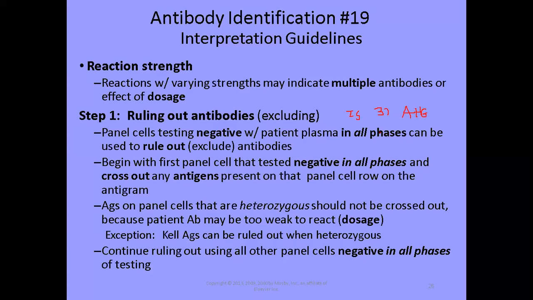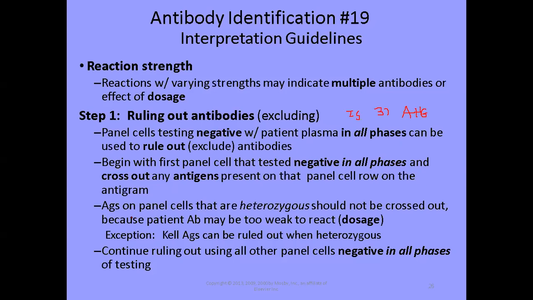And we're going to use those cells to help us rule out or exclude certain antibodies, okay? So we're going to start with the first panel cell that has tested negative in all three phases, and we're going to look at the antigram, and we're going to cross out any antigens that are positive for that panel cell. Because think about it, what it means is if my patient didn't react with that panel cell, and there are certain antigens present on that cell, it means that their antibody is not reacting to those antigens because it's negative. Okay, so that's why we can eliminate.